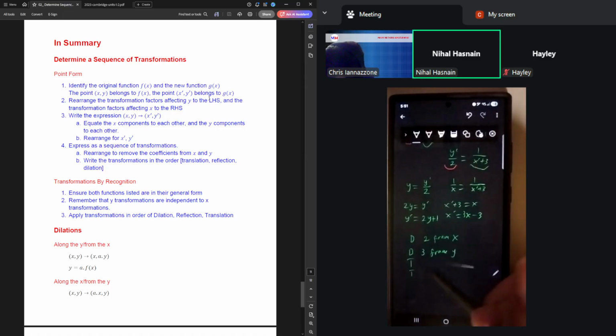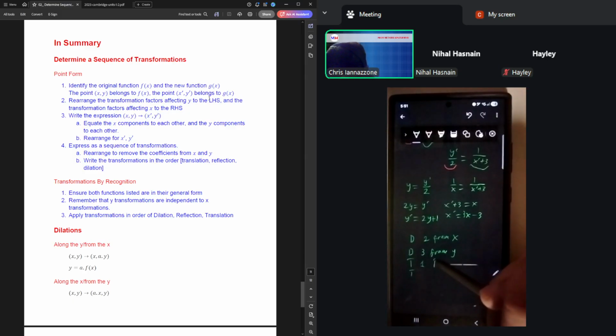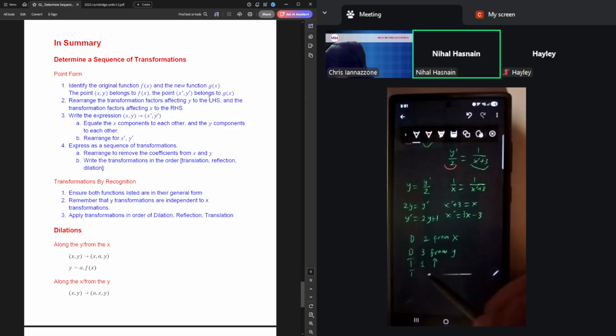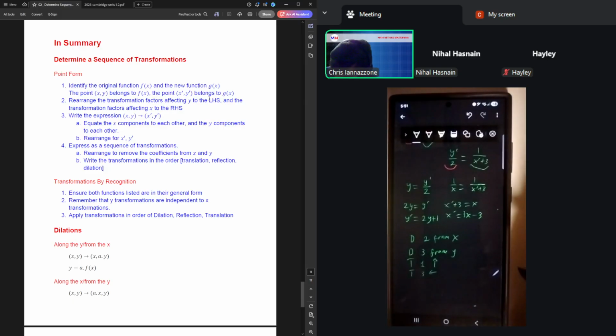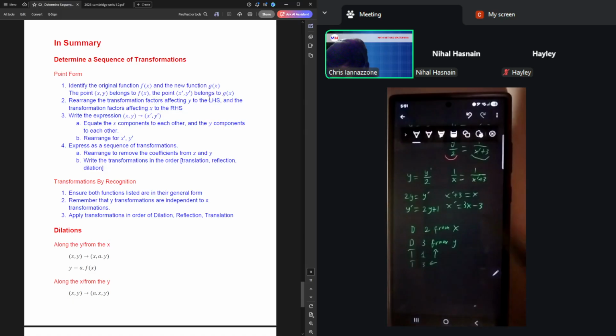There's a vertical translation of 1. Yep, vertical translation 1. 1 unit up. And 3 units left. 3 units left, exactly. Nice. Because since we've done it in the expanded form, we've done our D's, R's, and then T's, finally.